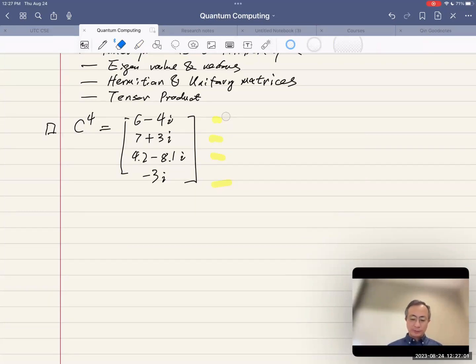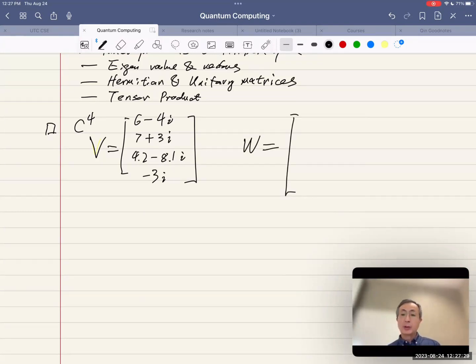And so we call that the vector v. And we can also have another vector. In this case, we have 16 plus 2.3i, minus 7i, 6 minus 4i.